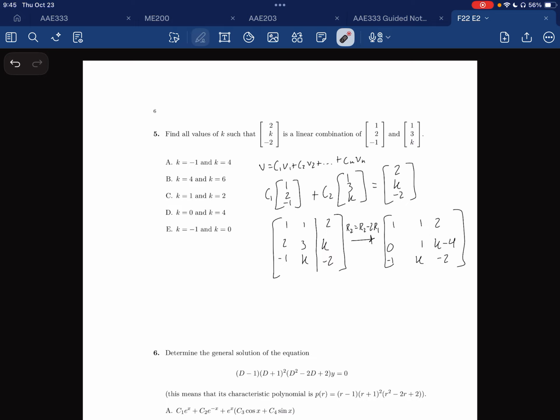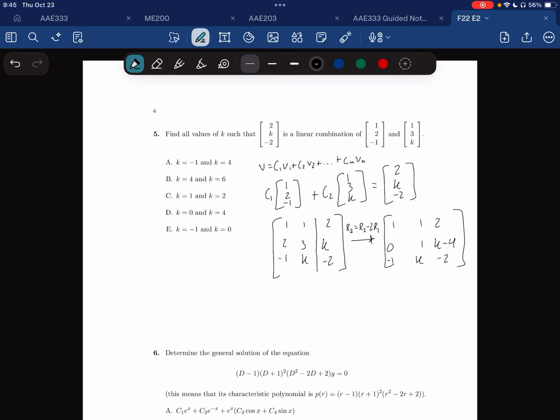What am I going to do to do that? I'm just going to do R3 is equal to R3 plus R1. So again, we have 1, 1, 1, 2. Oops, sorry, I forgot my augmentation line here. This is a 0, this is a k minus 1, and this will be a 0. And here I did R3 is equal to R3 plus R1.